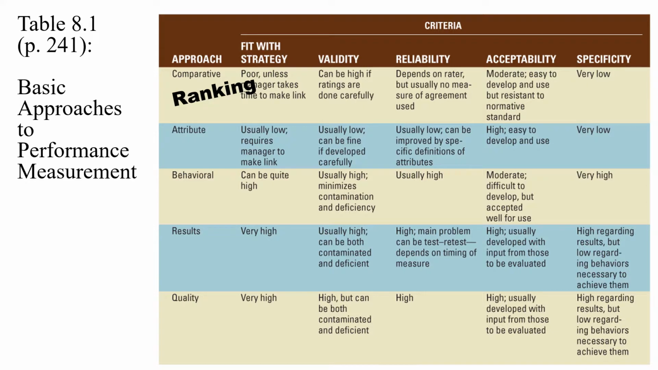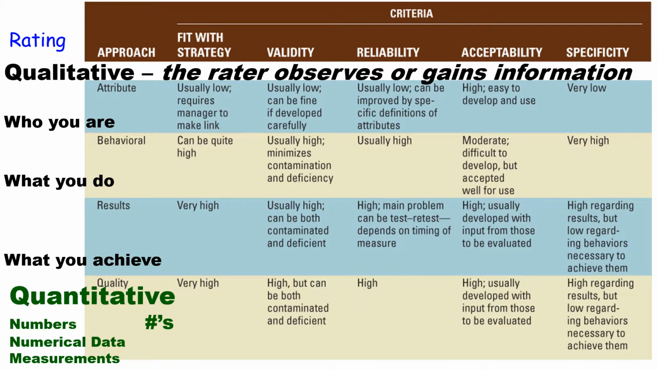So as we're making mental notes about Table 8.1, we've completed the comparative approach, the ranking, and we can note that we are going to look at 4 rating methods. The rating methods, as a reminder, are attributive, who you are; behavioral, what you do; results, what you achieve; and then quality, which is called quality but uses a tremendous amount of quantitative measures, numbers, numerical data, and measurements.